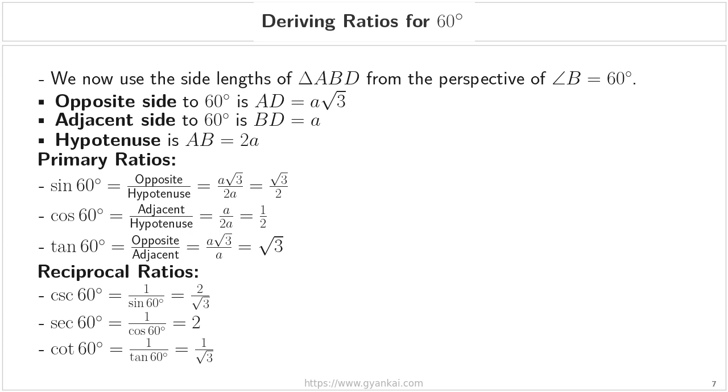Finally, let's determine the reciprocal ratios. The cosecant of 60 degrees is the reciprocal of sine, so it becomes 2 over the square root of 3. The secant of 60 degrees is the reciprocal of cosine, which gives us 2. And the cotangent of 60 degrees is the reciprocal of tangent, which simplifies to 1 over the square root of 3. As you might notice, these values are very closely related to the 30-degree ratios we just finished. In fact, you'll see this beautiful symmetry in our summary slide later on.